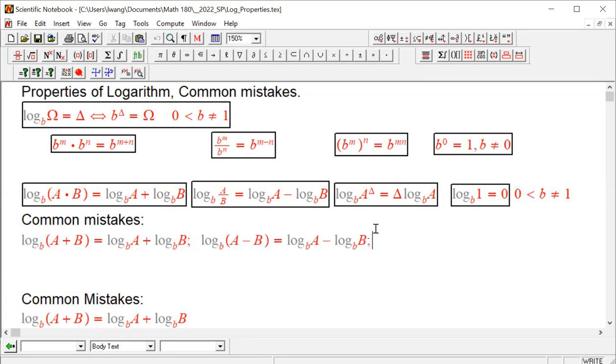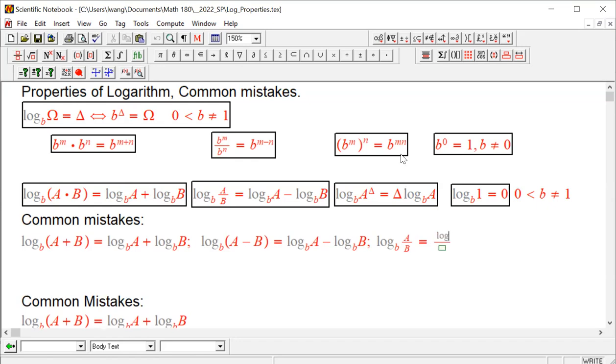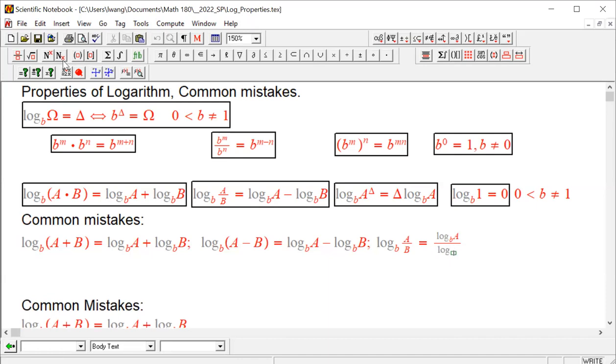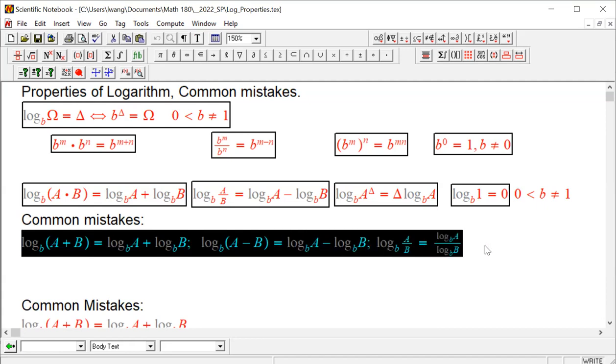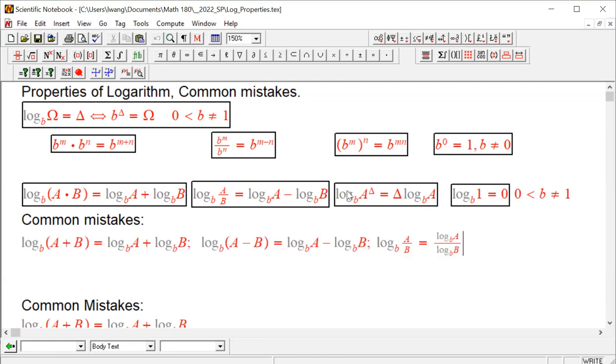And last but not least, sometimes we have these things written: log base b of capital A times capital B being falsely written as log base b of capital A over log base b of capital B. Okay, so these are terrible, horrible mistakes that our students have often made in the past. So don't make them.